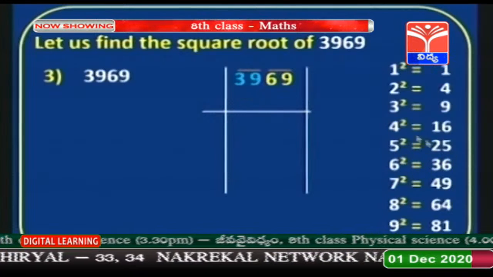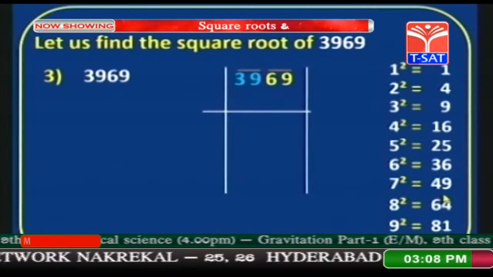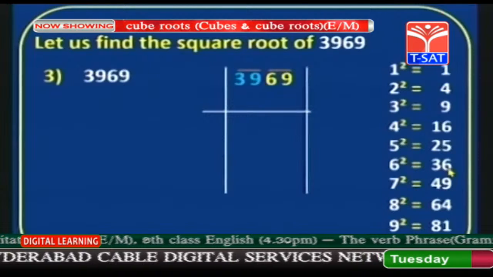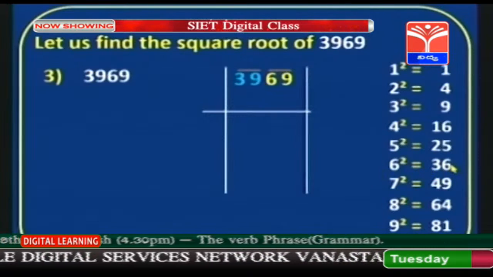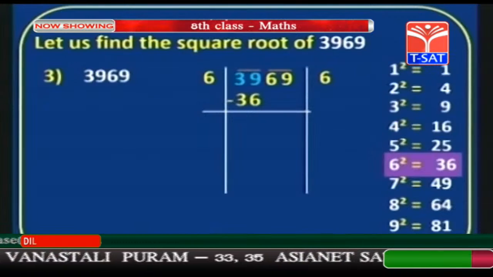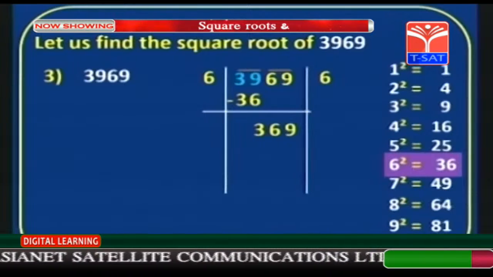As 5 square is 25, it is less. 6 square is 36, less. 7 square is 49. We should not take more. Either we have to take equal to or less than. So, what you have to do? You have to take 6 square. So, divisor 6, quotient also 6. 6 6s are 36. What is 39 minus 36? Yes, it is 3. You have to take 69.